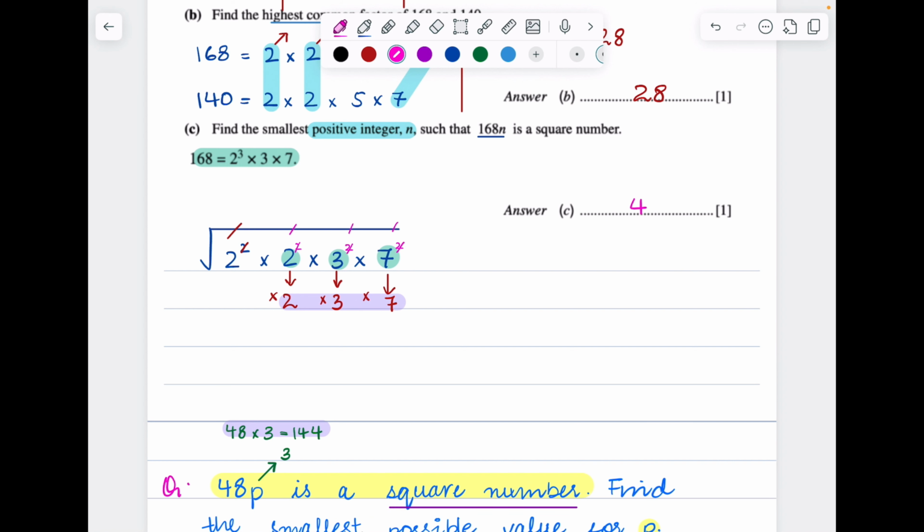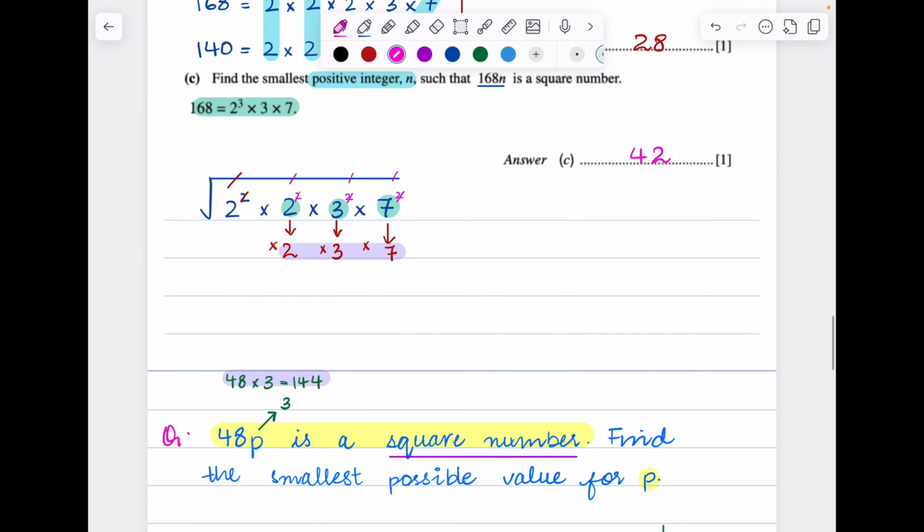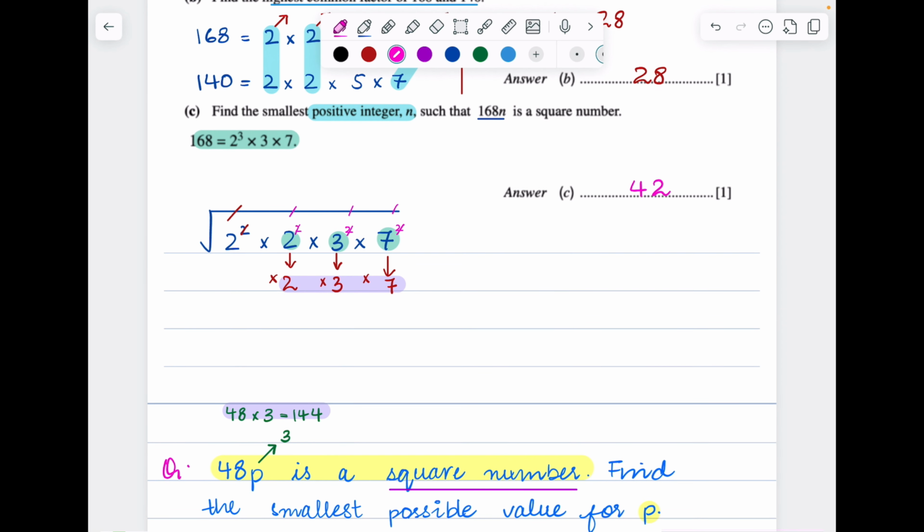And let's have a look as well. 168n is a square number, so my value of n, they're saying such that 168n is a square, find the smallest possible integer n. So let's see if 42 is the correct answer. I'm going to multiply 168 with 42. You can use your calculator for that. That gives you 7056, and the square root of 7056 gives you 84. So here we go, it is a perfect square now.